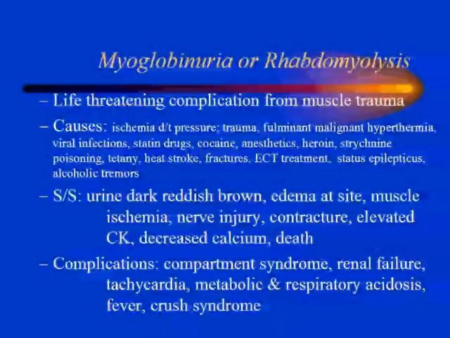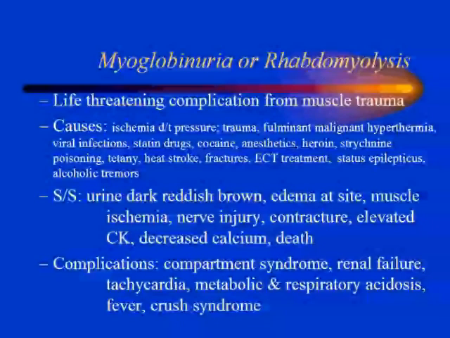The nerve injury will cause a contracture. So you'll have muscle ischemia, the nerve injury, contracture, elevated CK or creatinine kinase, which is an enzyme that's released from the muscle, a decrease in calcium, and death due to shock, cardiogenic and hypovolemic. They can also cause pulmonary edema or disseminated intravascular coagulopathy, which we'll be talking about in a couple of weeks.